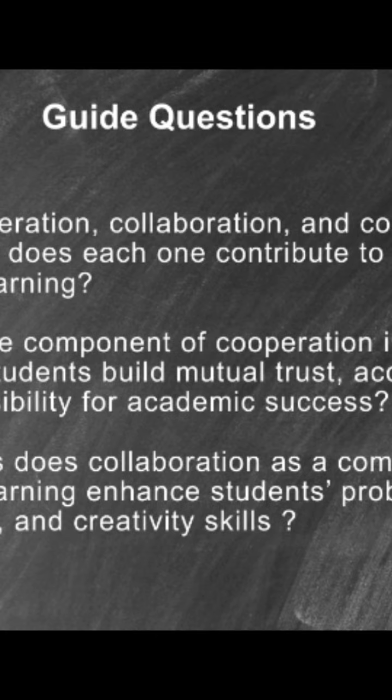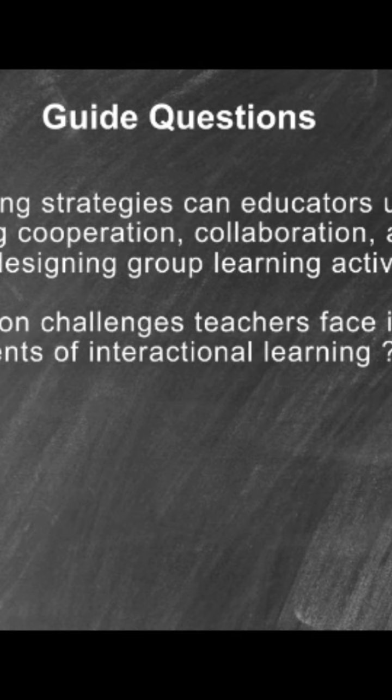Here are the 5 guide questions. First, what do cooperation, collaboration, and constructive conflict mean, and how does each one contribute to effective interactional learning? Second, how does the component of cooperation in interactional learning help students build trust, accountability, and shared responsibility for academic success? Third, in what ways does collaboration as a component of interactional learning enhance students' problem solving, communication, and creativity skills? Number 4, what teaching strategies can educators use to create balance among cooperation, collaboration, and constructive conflict when designing group learning activities? Number 5, what common challenges do teachers face in applying the three components of interactional learning?